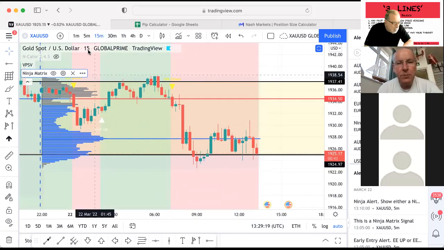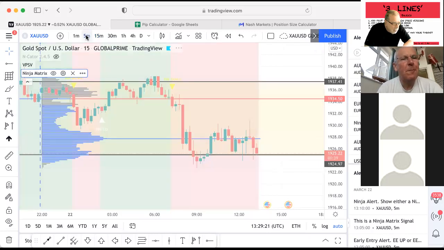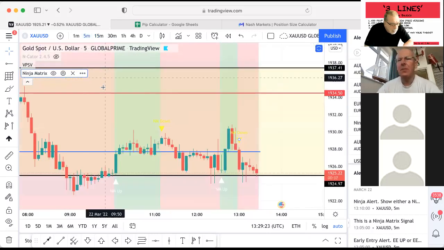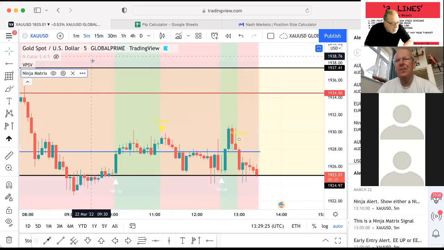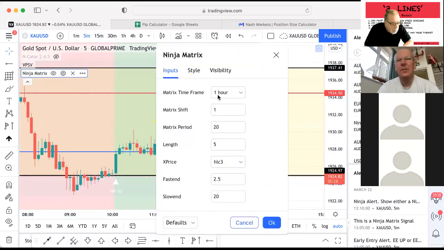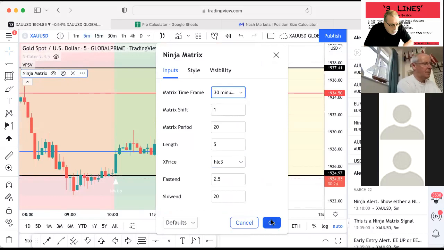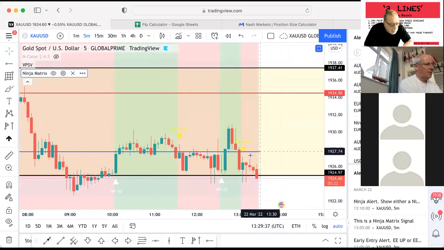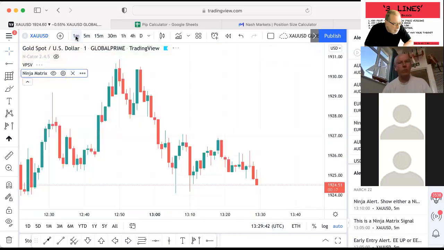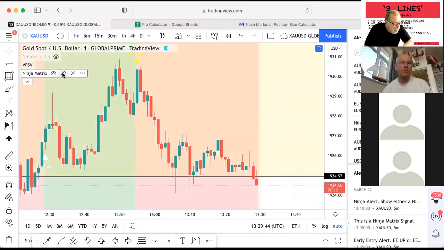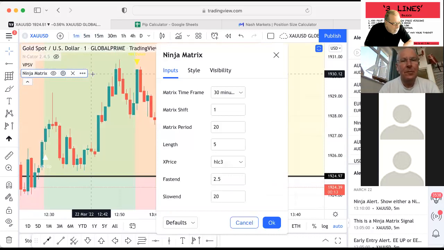What I've started doing is looking down a little bit, at a lower time frame. If you change to 5 minutes, you need to change your matrix down to 30 minutes, and then just double check, yeah, we're still in a downward trend. Then if you go down to 1 minute, I'm doing a few tests to see how this works.